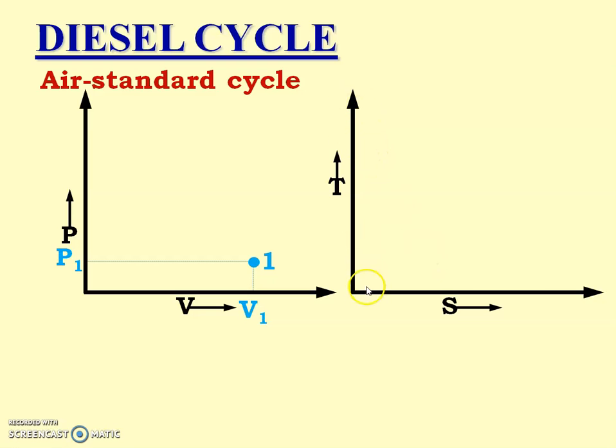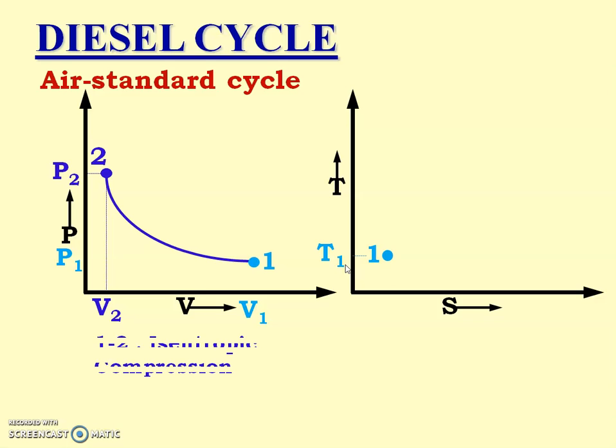Now let us draw the TS diagram from the PV diagram for the air standard diesel cycle. At point 1, pressure is P1, volume is V1, and temperature is T1. It passes through the first process, 1 to 2, isentropic compression process. As it is isentropic, entropy remains constant, so it is a vertical line on the TS diagram, and it reaches the temperature T2. Here S1 is equal to S2 because entropy is constant.